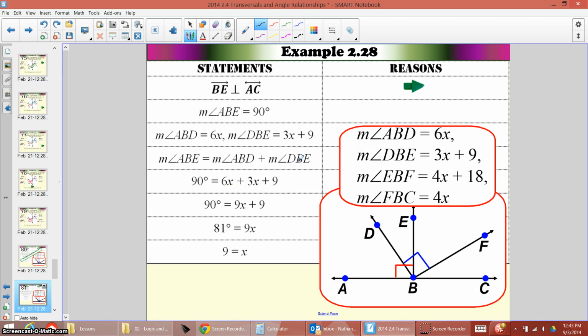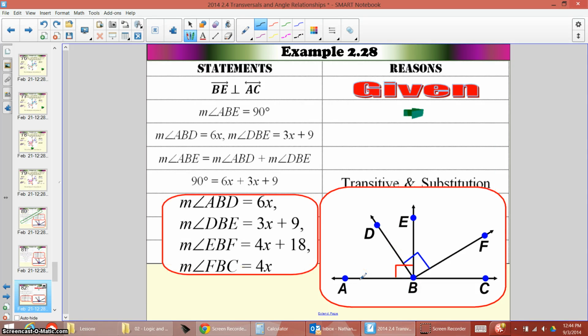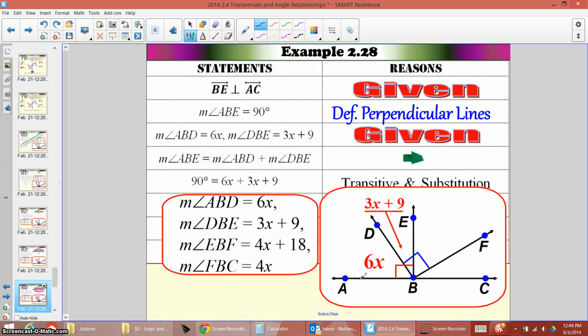2.28, which will help you with 16 through 19. We'll start here with some given information and a diagram. BE is perpendicular to AC. Okay, so I've got 90 degrees. That's given to me. ABE is 90 degrees. Well, that's just the definition of perpendicular lines. ABD equals 6x. DBE equals 3x plus 9. Again, that's given to me.